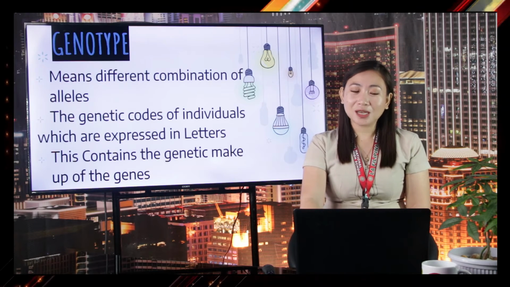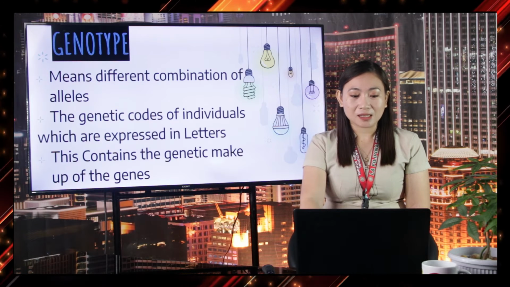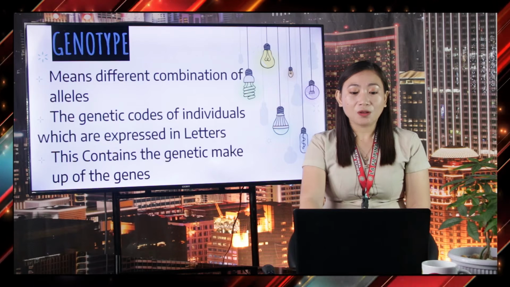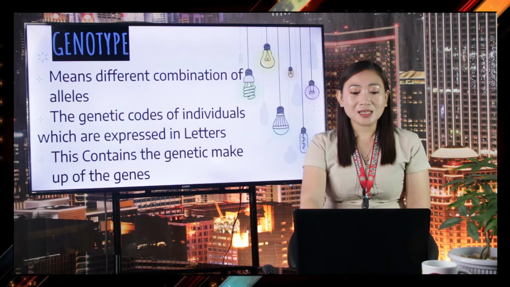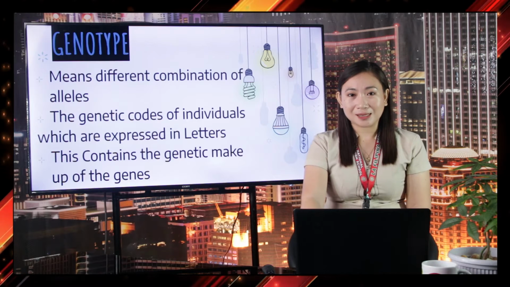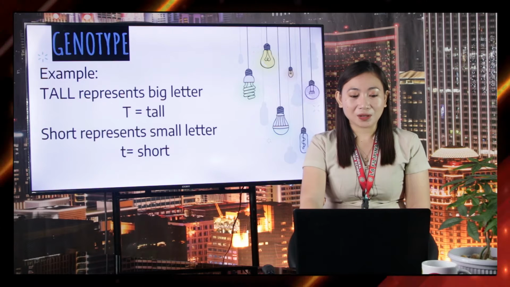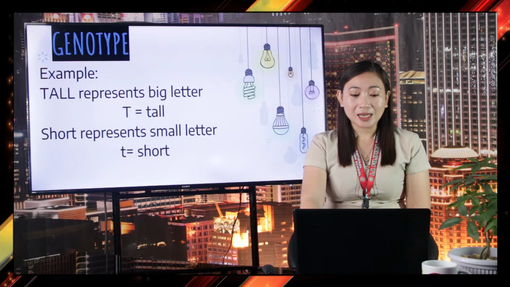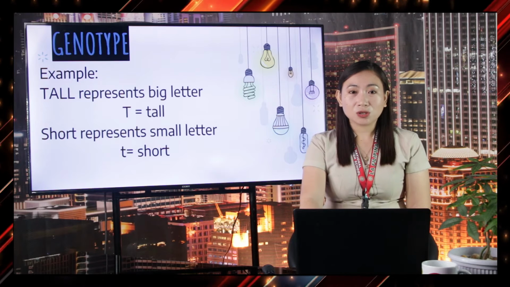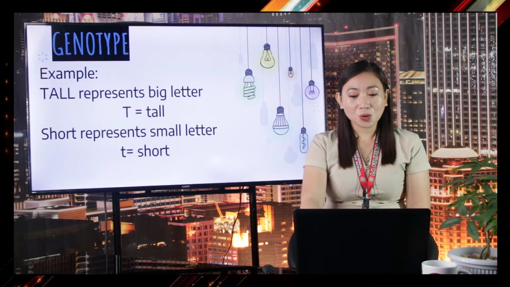Now let's go to genotype. Genotype means different combinations of alleles, the genetic code of individuals which are expressed in letters. This contains the genetic makeup of genes. Now these are examples of genotype. Tall represents a big letter. Capital T is equal to tall. Short represents a small letter. Small t equals short.